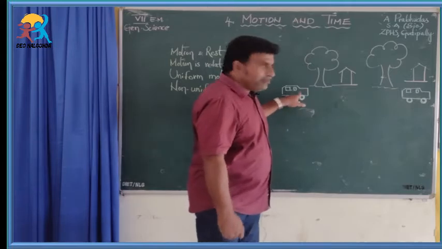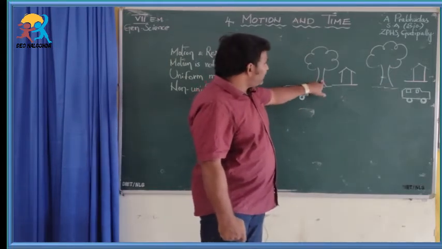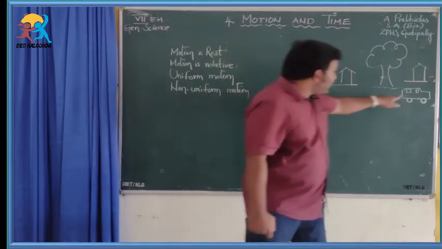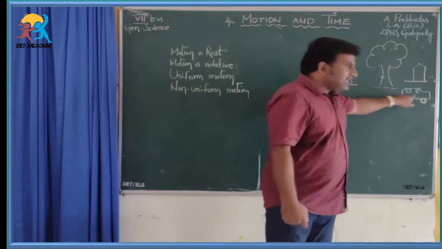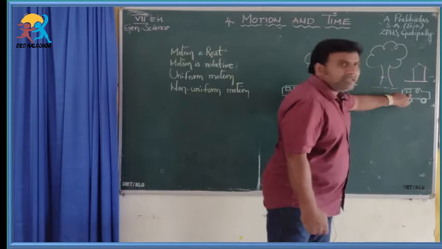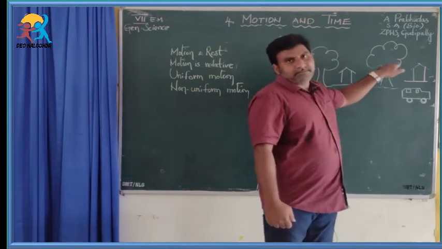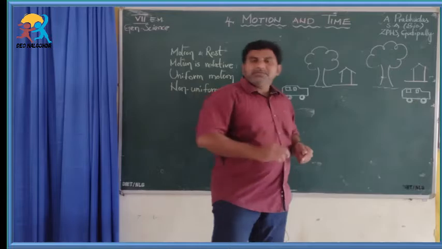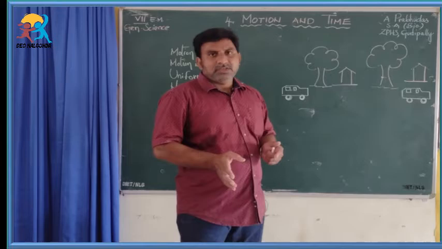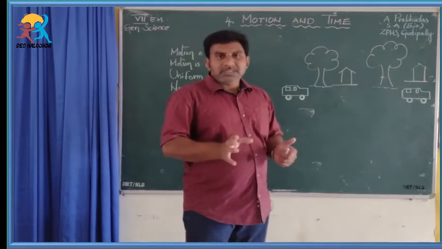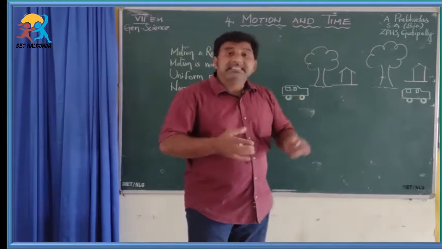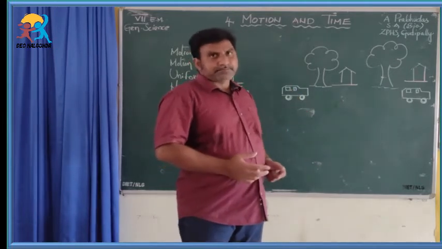But when you compare the position of the car with the position of the tree in its surroundings, the position of the car is changed here, you see. So we can say that the car is in motion when you compare its position with respect to the tree. So now you understand that motion is a relative concept. You cannot define motion without comparing its position with the things in the surroundings.